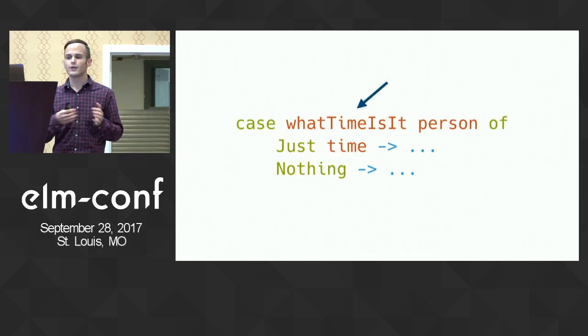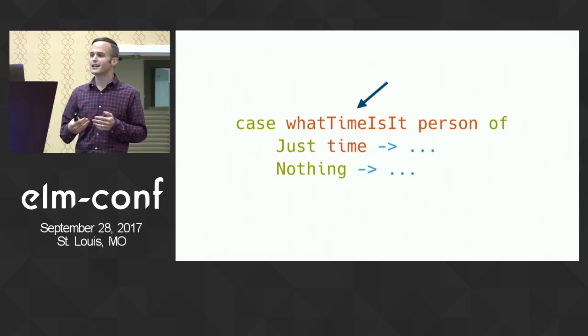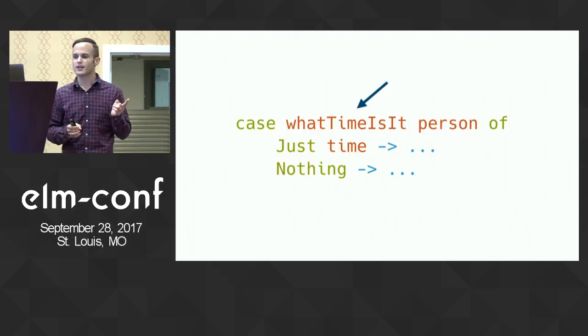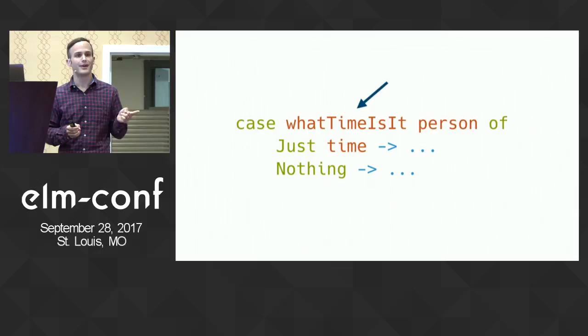We can write a new what time is it function that takes a person and returns the time if it's available inside a maybe type. This prevents that problem that Dan proposed earlier of demanding time from people that might not have it.